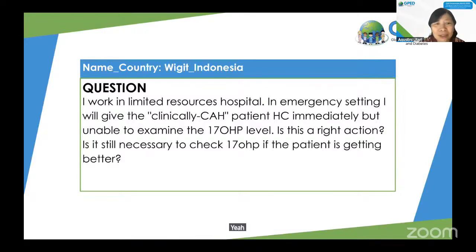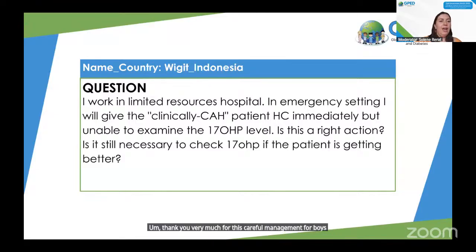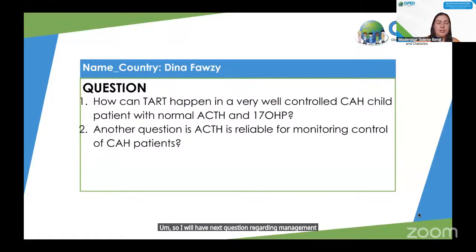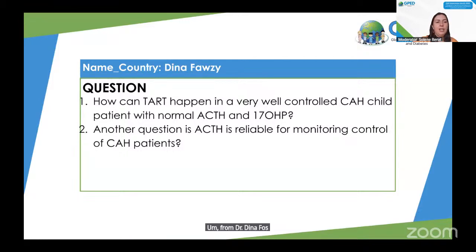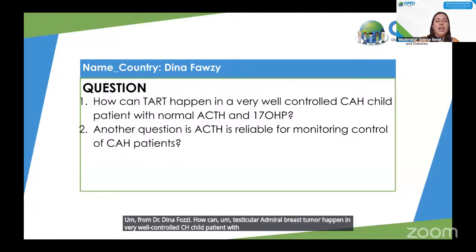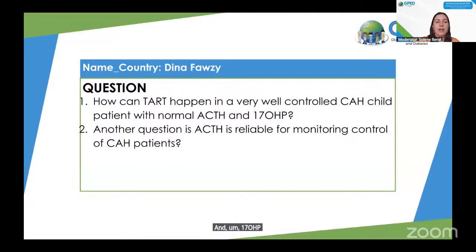Yeah. Thank you, Solen. Thank you very much for this careful management, especially for boys. So I will have the next question regarding management to address to Dr. Duran as well, from Dr. Dina Fauzi. How can testicular adrenal rest tumor happen in a very well controlled CAH child patient with normal ACTH and 17-OHP? And do you think ACTH is reliable for monitoring control of CAH patients?